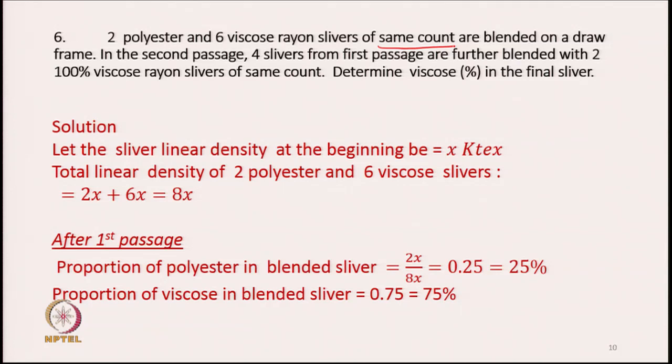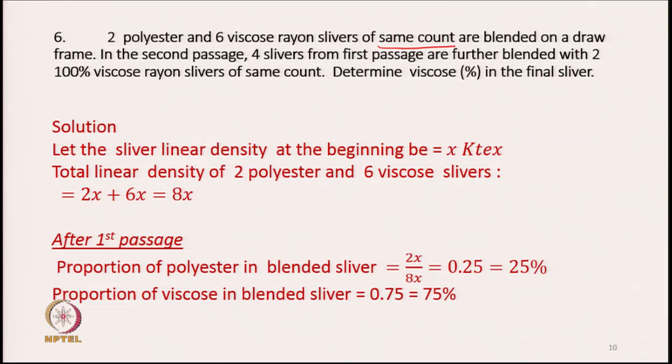Now, once we give the first passage, the proportion of polyester in the blended sliver is going to be 2x by 8x, that is 0.25, and that is why it will be 25%. So, the proportion will be decided on the basis of numbers, since the counts remain same. So, 2x by 8x gives you 0.25. So, the proportion of viscose is going to be 100 minus 0.25, that is 0.75 or 75%.